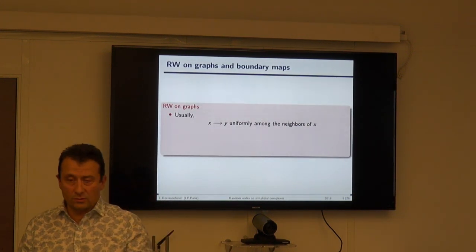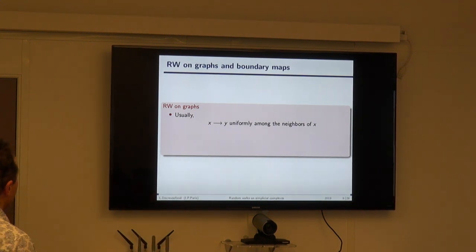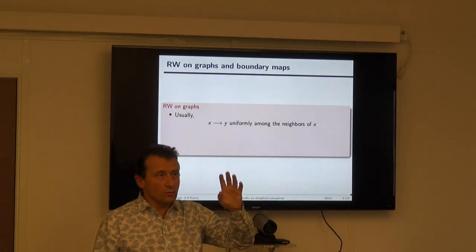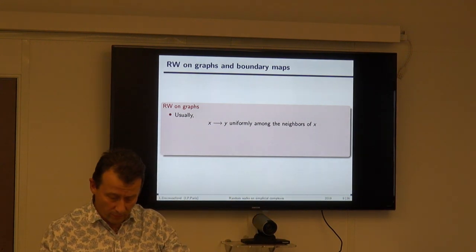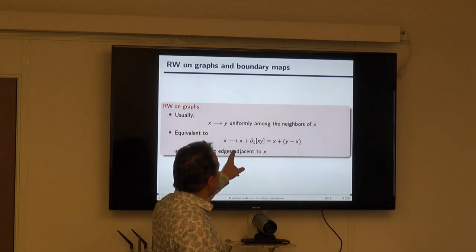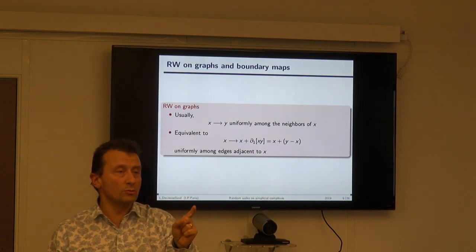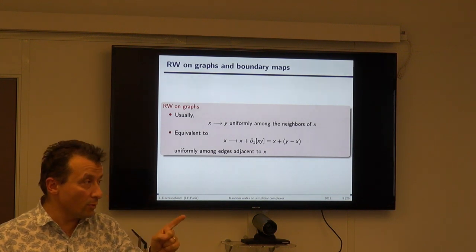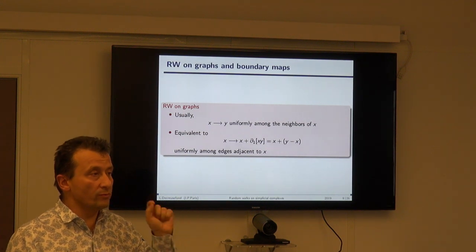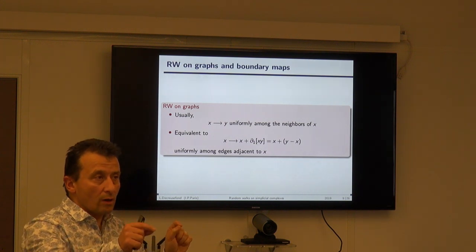The good way to do this is to say, okay, what are we doing when we do a random walk on a graph? You go from X to Y, uniformly among the neighbors of X. What are you really doing? You are going to X plus the boundary of the edge X1. That means you don't choose a neighbor. You choose an edge which is adjacent to your vertex. And then to this vertex, you add the boundary of this edge.